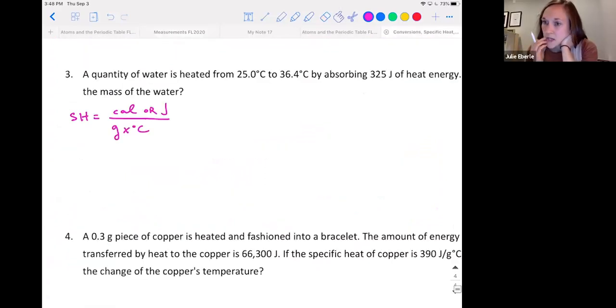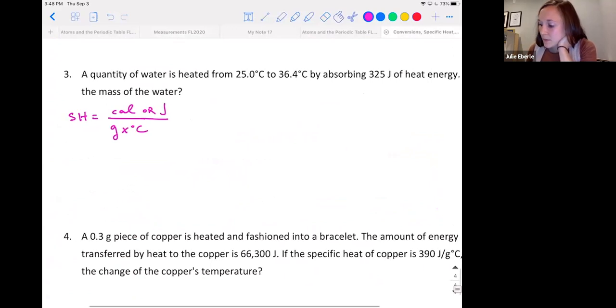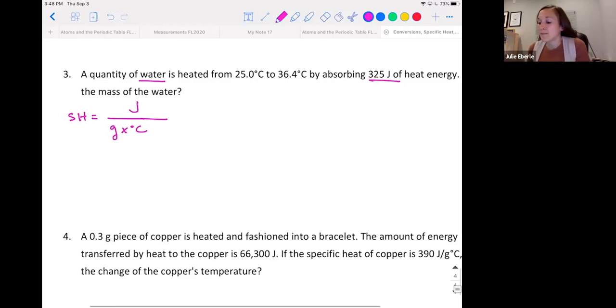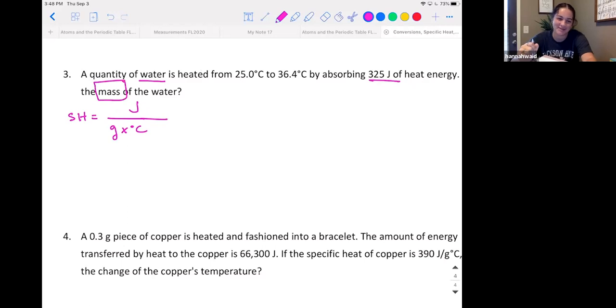Okay, so here we have an energy term with units of joules. So I'm actually not gonna work this in calories. I wanna work it in joules because the energy term that I'm given is in units of joules. Now, it's important to know what substance you're talking about. We're talking about water. So we need to solve for the mass of water. So which term in this equation relates to mass? Grams. So Hannah, how do we need to get grams by itself?